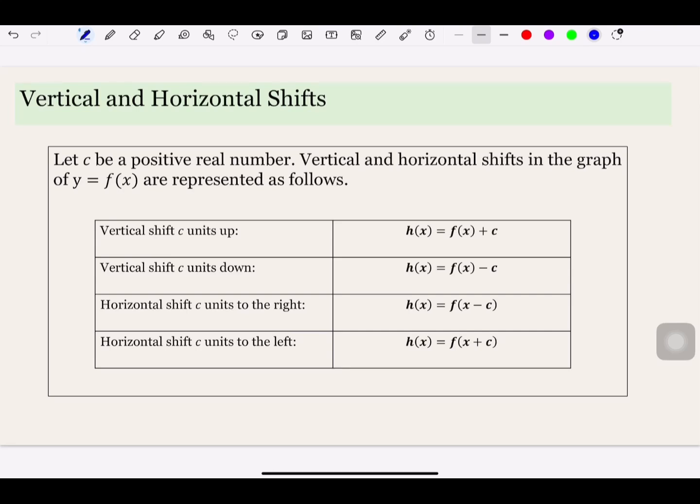So let's talk about how we can shift the graph of a function either up, down, left or right without changing its shape. So let's take c a positive real number, and then let's talk about vertical and horizontal shifts in the graph of y equals f of x, and all the shifts are listed down in this table.